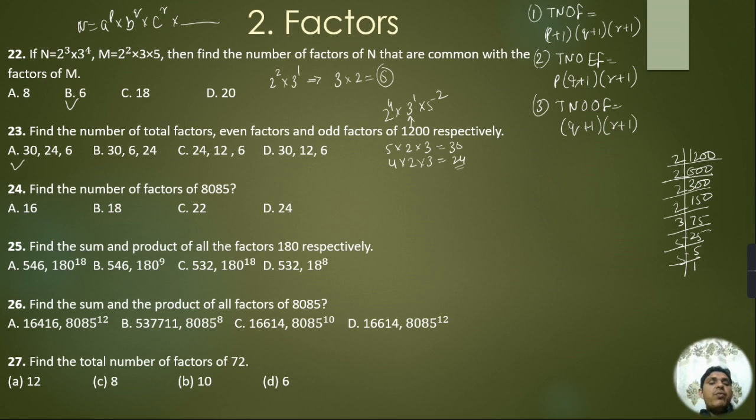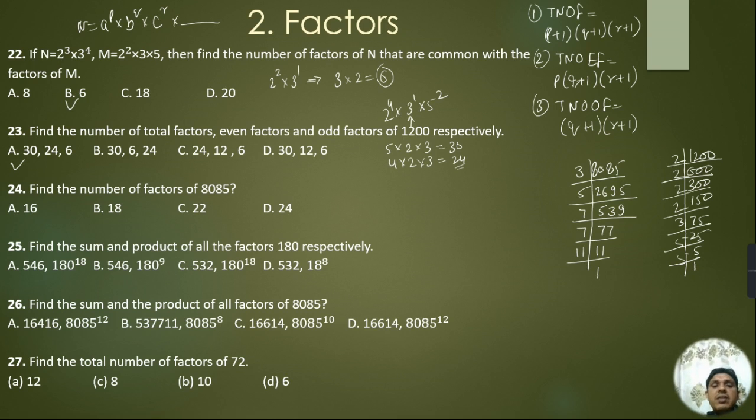In the next question, we have to find the number of factors of 8085, right? So again we have to do the factorization of 8085. Students, if we do the factorization, we know that this is first of all divisible by 3. 3 times 2 is 6, 3 times 6 is 18, 3 times 9 is 27 and 3 times 5 is 15. Thereafter 5 times 5 is 25, carry 1, 5 times 3 is 15 and 5 times 9 is 45. Thereafter 7 and then 11.